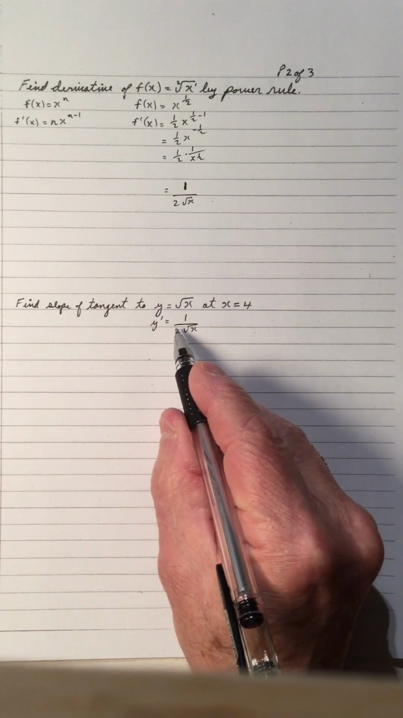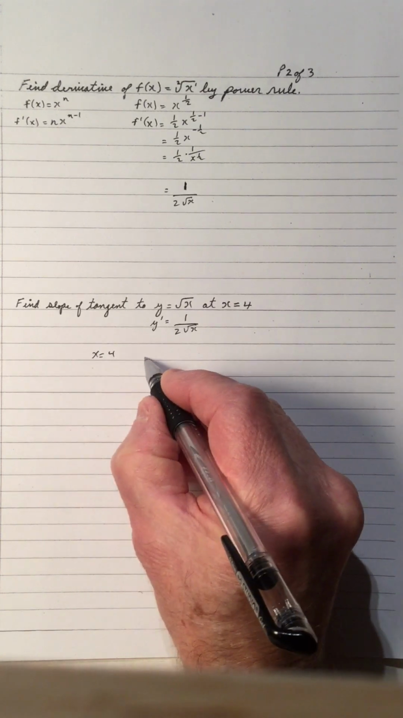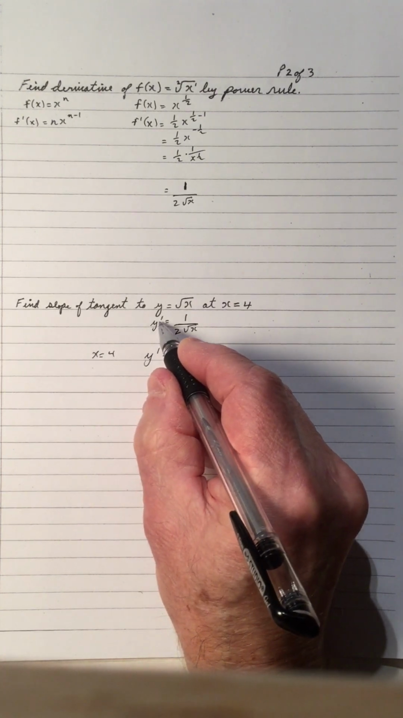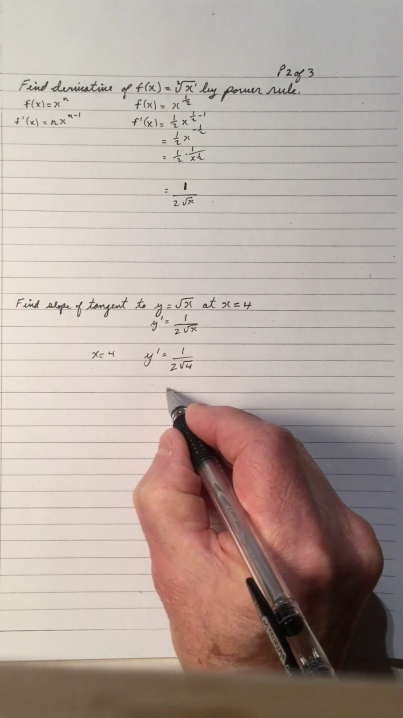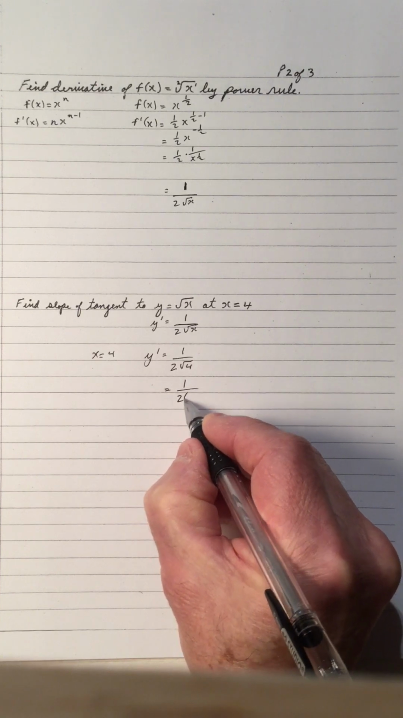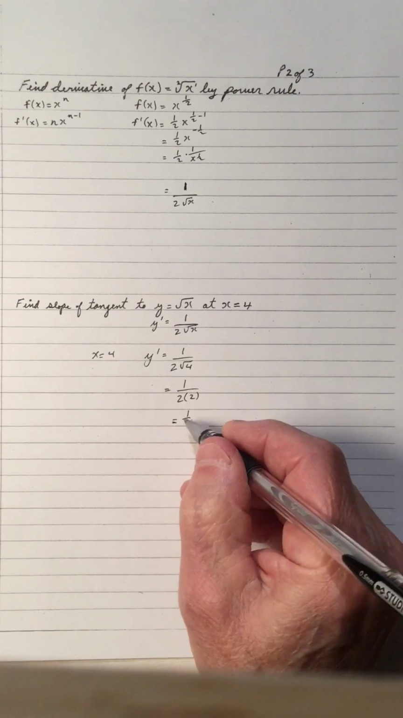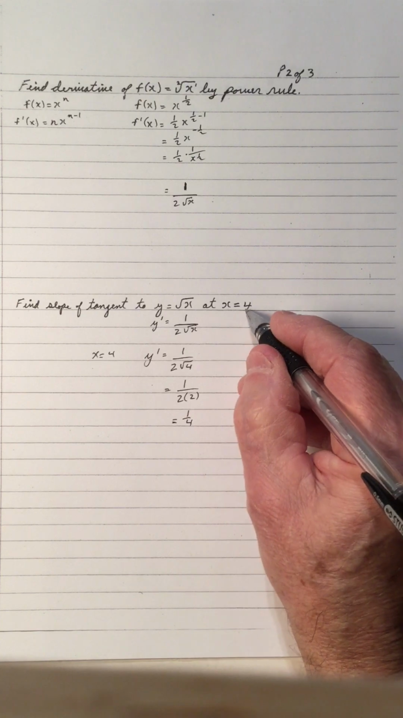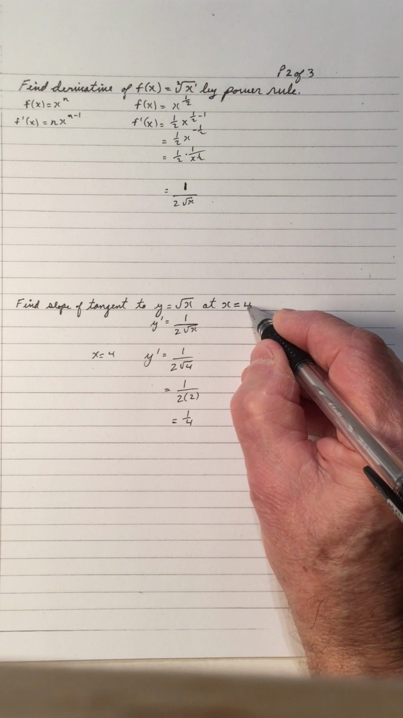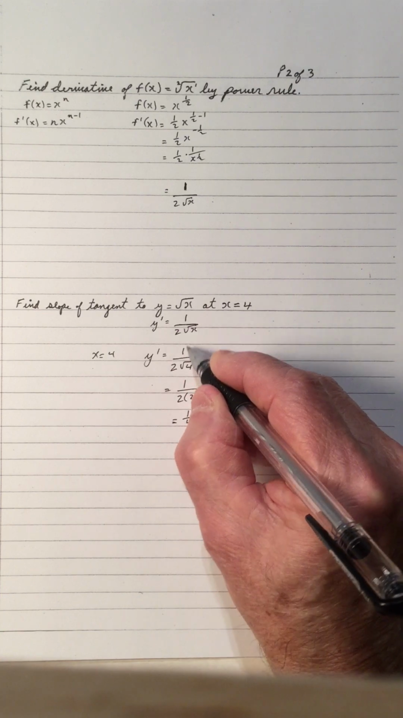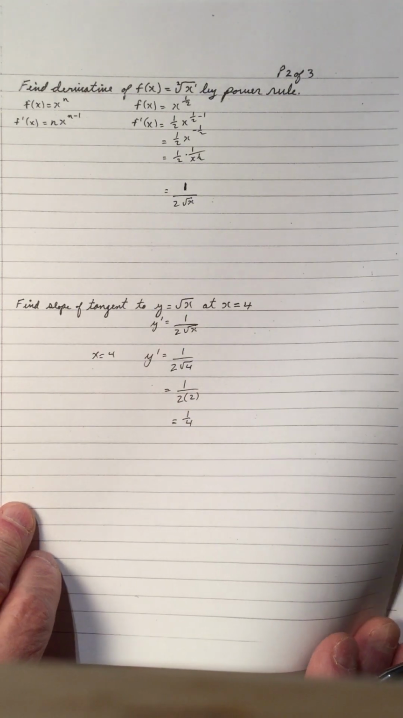So now this is the derivative, and if x is equal to 4, then the slope of the tangent, which is the derivative, is 1 over 2 root 4. So that's 1 over 2 times root 4, which is 2. So the slope of the tangent at 4 is 1/4. If I had a 25 here, then this would be root 25, and that would be a 5, so I would get 1 over 10. Okay, let's continue to the next page.